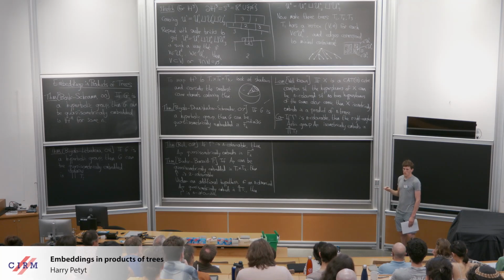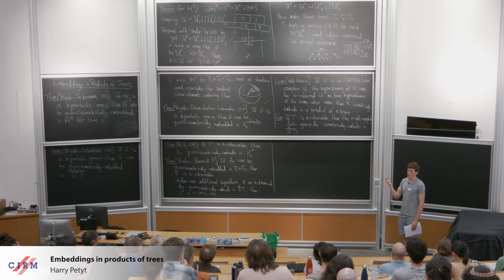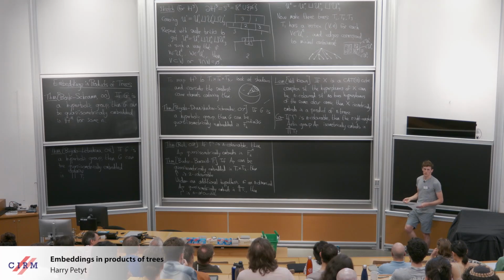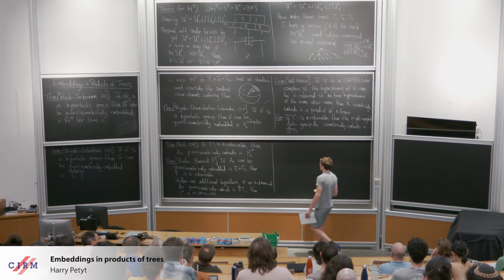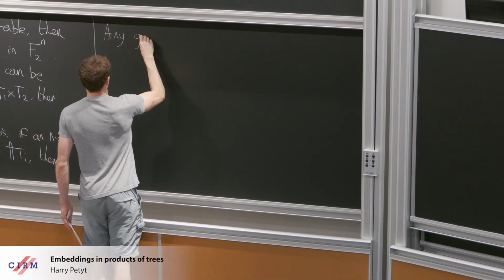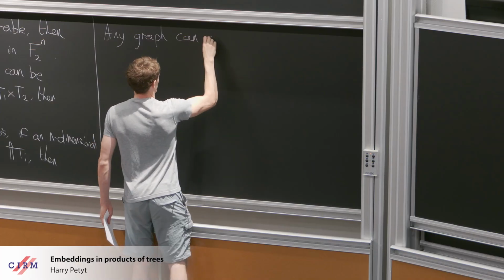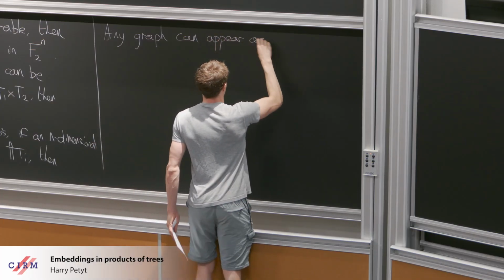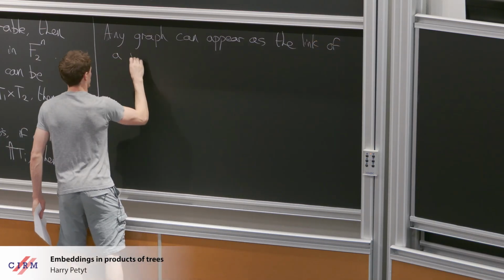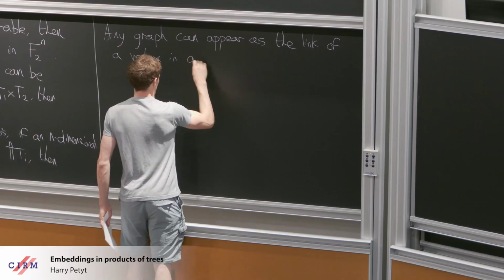Okay, but the answer to that is no, because if you take any graph, you can build a cube complex where that graph is the link of a vertex. So then if you take a graph that can't be finitely colored, then that cube complex will not be embeddable in a finite product of trees. So any graph can appear as the link of a vertex in a CAT(0) cube complex.